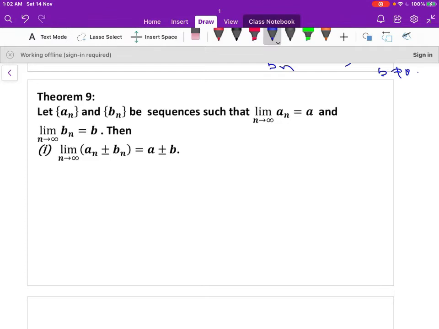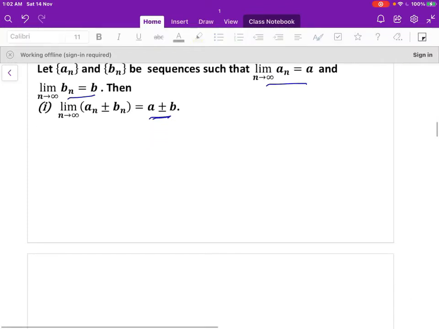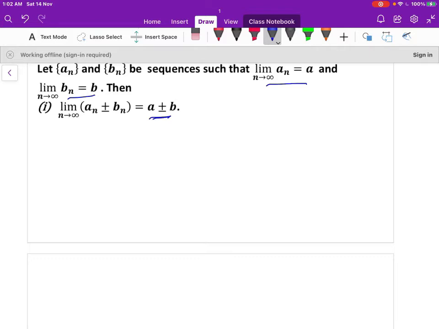So now let us move to the first theorem. Let a_n and b_n be two sequences such that a_n converges to A and b_n converges to B. Then the limit of a_n plus or minus b_n as n tends to infinity is equal to A plus or minus B. So let us prove the result.